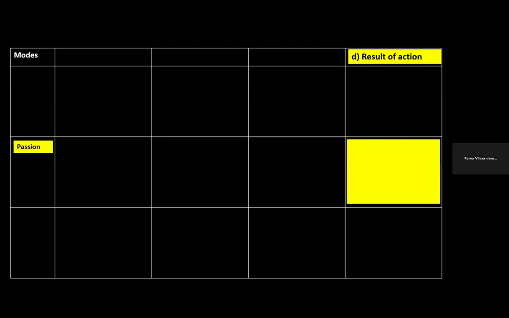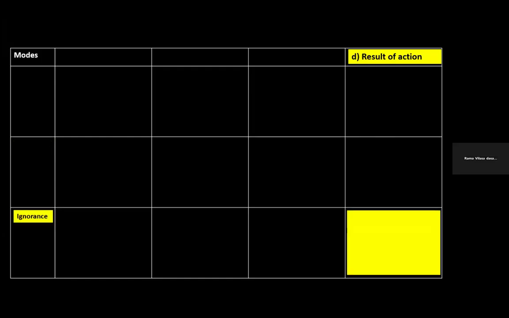The next box, of passion and result of action, again comes from 16 to 18. Misery, greed, earthly planets. And the last box, for ignorance and result of action, also came from 16 to 18. Foolishness, madness, illusion, life in hellish worlds.